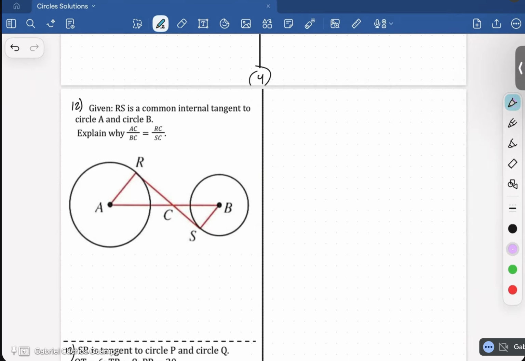If you see this, if I have a tangent, that means that this angle is 90 degrees, and this angle is 90 degrees. What other angles are congruent? Well, this angle and this angle are vertically opposite, so those two angles are congruent. And by angle, only by those two angles, triangle ARC is similar to triangle BSC.